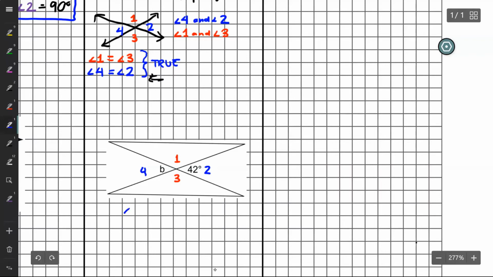So I know that angle 4 is going to equal angle 2. I don't know the measure of angle 4, but I do know it's represented by this letter B. So I'm going to write in my B equals angle 2, which is 42, and that is my answer. So if angle 2 is 42, angle 4 will also be 42 degrees.